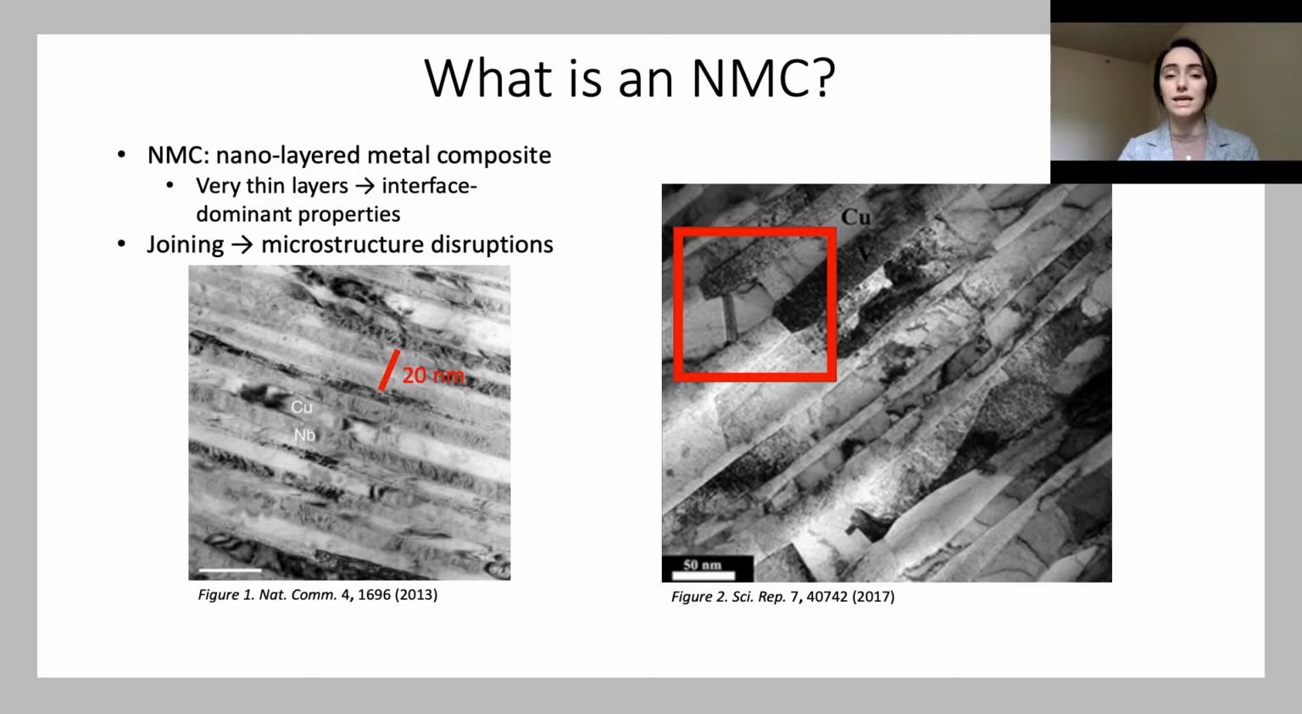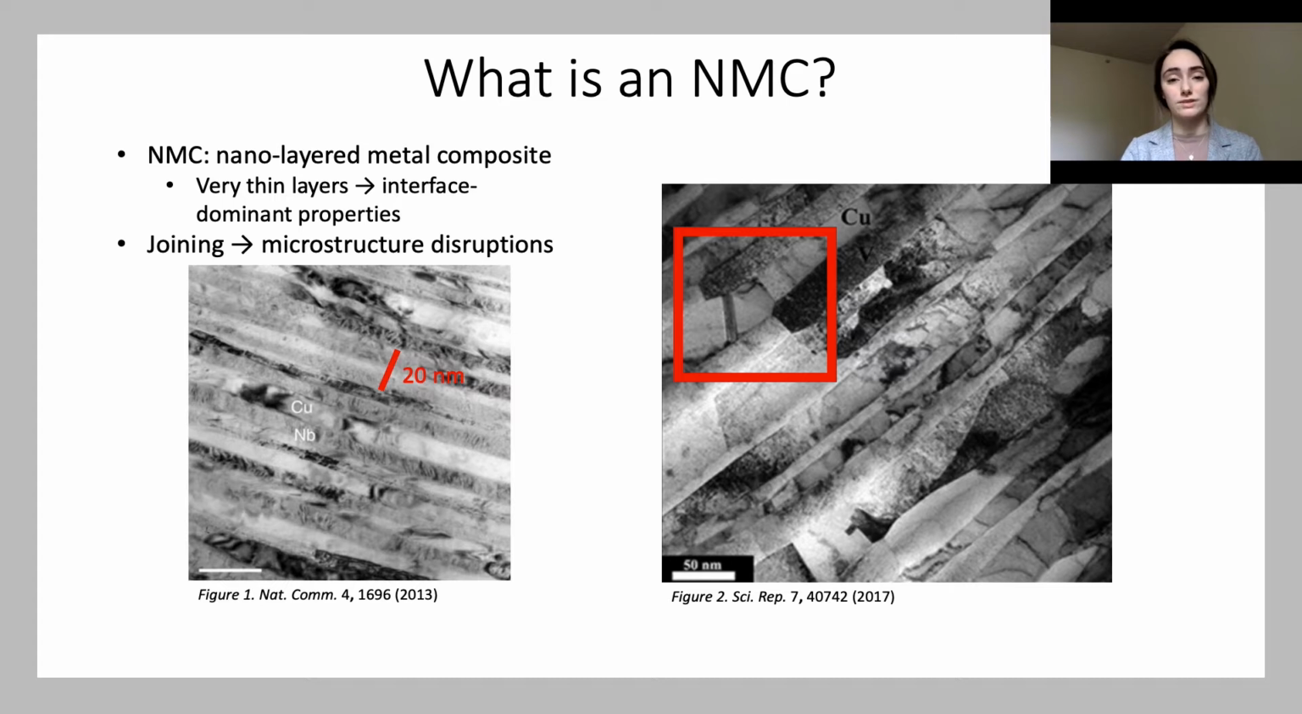I would like to begin by defining an NMC. An NMC is a nano-layered metal composite with layer thickness on the nanoscale. An example of this is shown to the left here in Figure 1. At this nanoscale, the layers are so thin that the interface between the layers begins to dominate the material's properties.